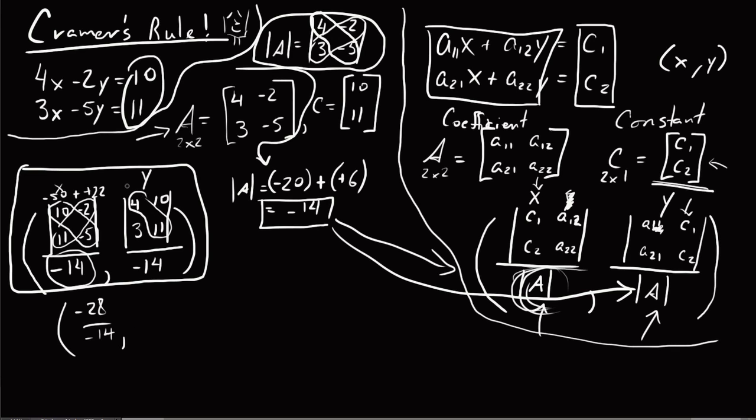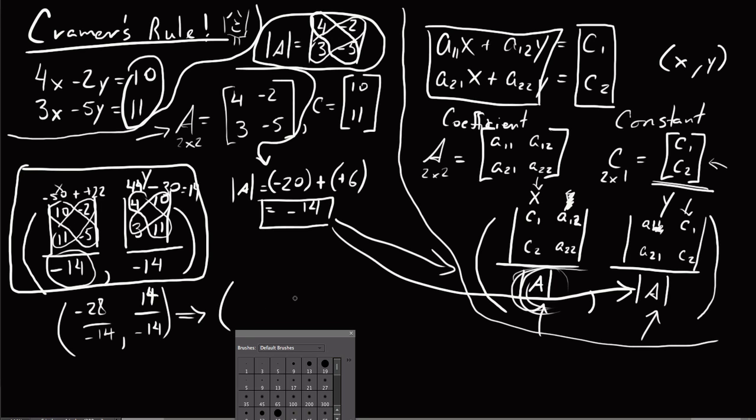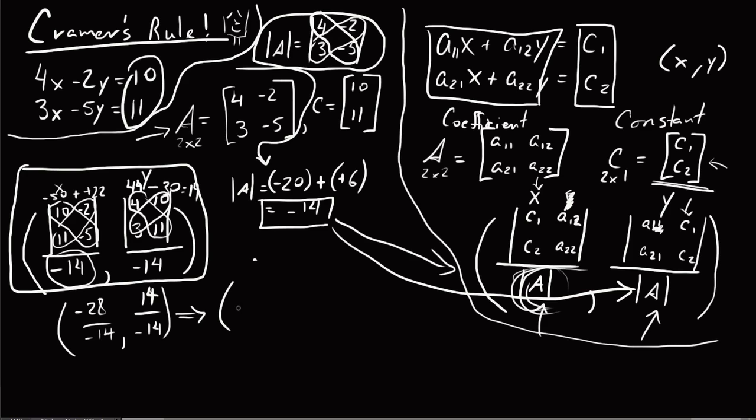We've got 4 times 11, so of course that's 44, and 44 minus 3 times 10, which is 30, presents us with a difference of 14. So we say 14, and of course this was over the determinant of the original matrix, which was negative 14. So we're going to simplify this, and this would imply that our solution using this rule is equal to positive 2 comma negative 1. And all that's left to do really is go back to the system, plug this back in, and check that this works out.